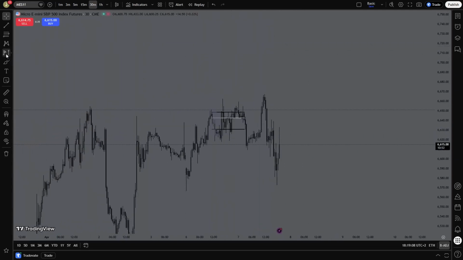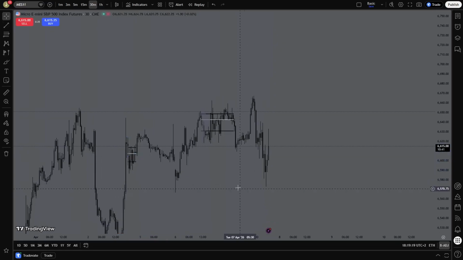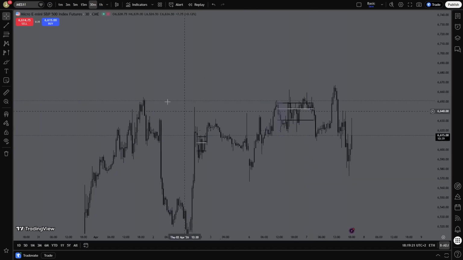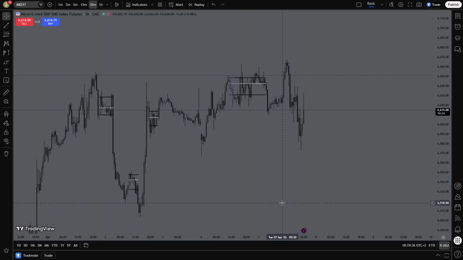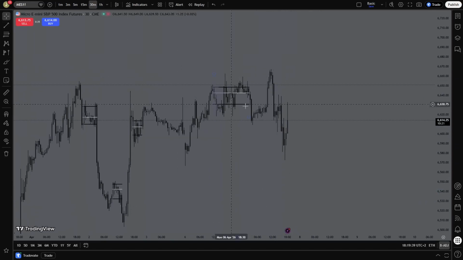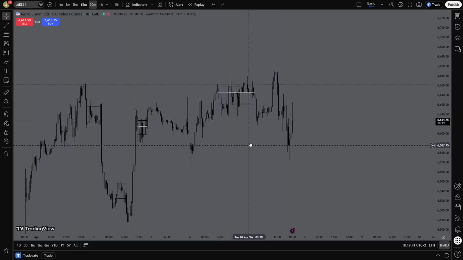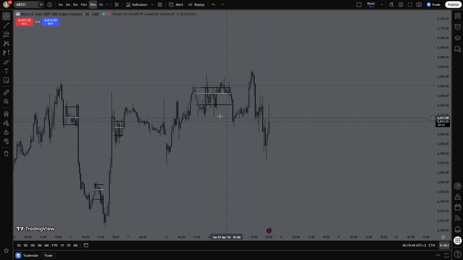Then after you mark out this one, you can go and mark out another one. For example, that would be this one. Right. Then you can go and mark out this one. And this one. So these are your zones, and right now you have to make something of it. You have to give it meaning.